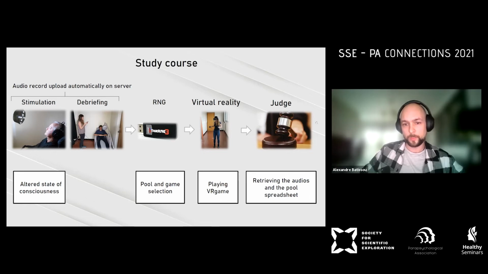Once all participants have taken part in the experience, the judge gets back the audio from the server and the spreadsheet mentioning only the pool of games drawn by the RNG. The judge will have to recognize which game corresponds to the participant's mentation.